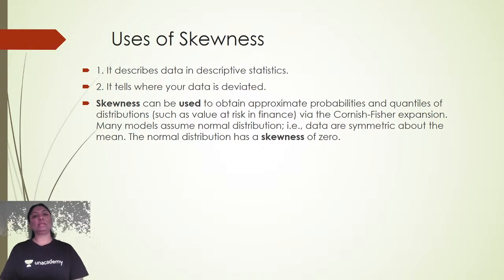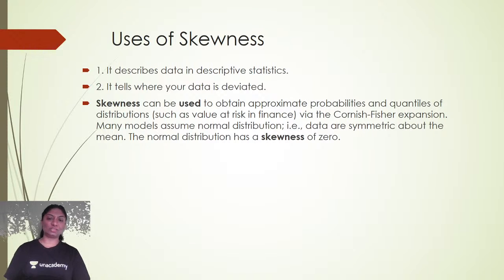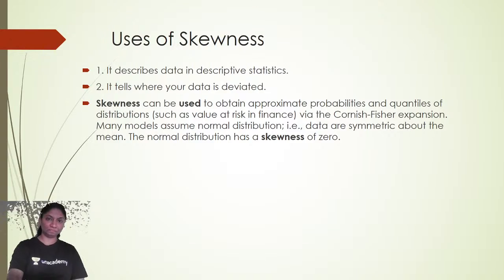Now skewness can be used to obtain approximate probabilities and quantiles of the distribution, such as value at risk in finance. It means whether we have to invest or do the finance depends on the value of skewness. Via the Cornish-Fisher expansion, many models assume a normal distribution, that is, data are symmetric about the mean. The normal distribution has skewness 0, because it is equally distributed, as I told you.